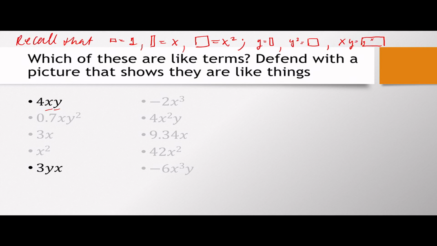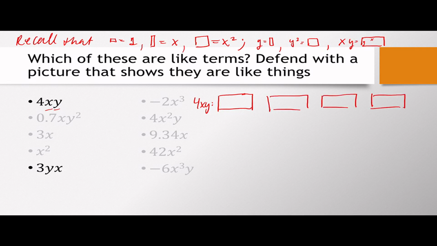Now if I have 4 xy rectangles, let's take a look and see if we can combine them. Okay, I have 4 of them. So this is going to be y and this is going to be x. The lengths.